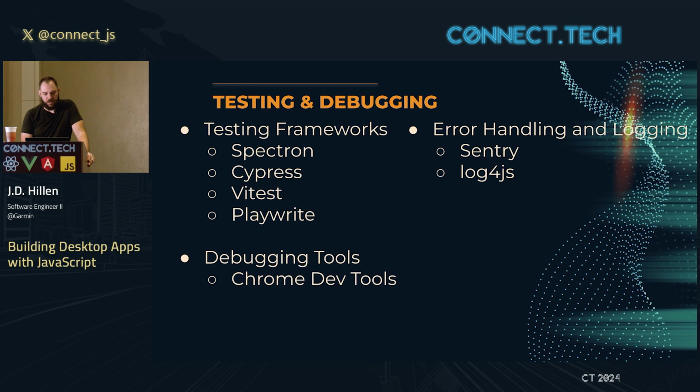Error handling and logging. Excuse me. I'm pretty familiar with Sentry. Does anybody else use Sentry at all? A couple people. I really like it. I think it's a great tool, especially for large enterprise apps. Log4j, didn't that cause a bunch of problems a while ago, didn't it? Somebody screwed something up with Log4j? I should take that out. That was a bad slide. Sorry.